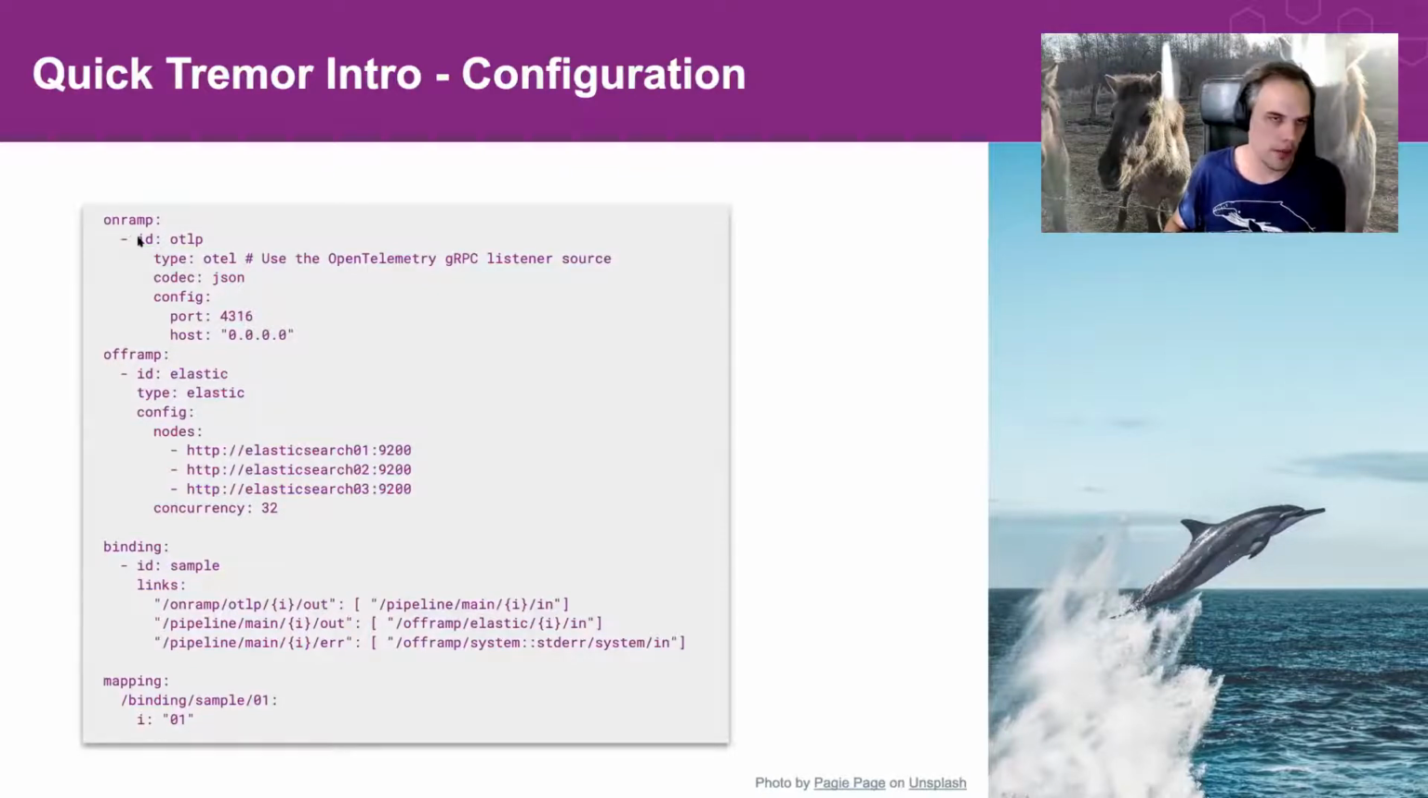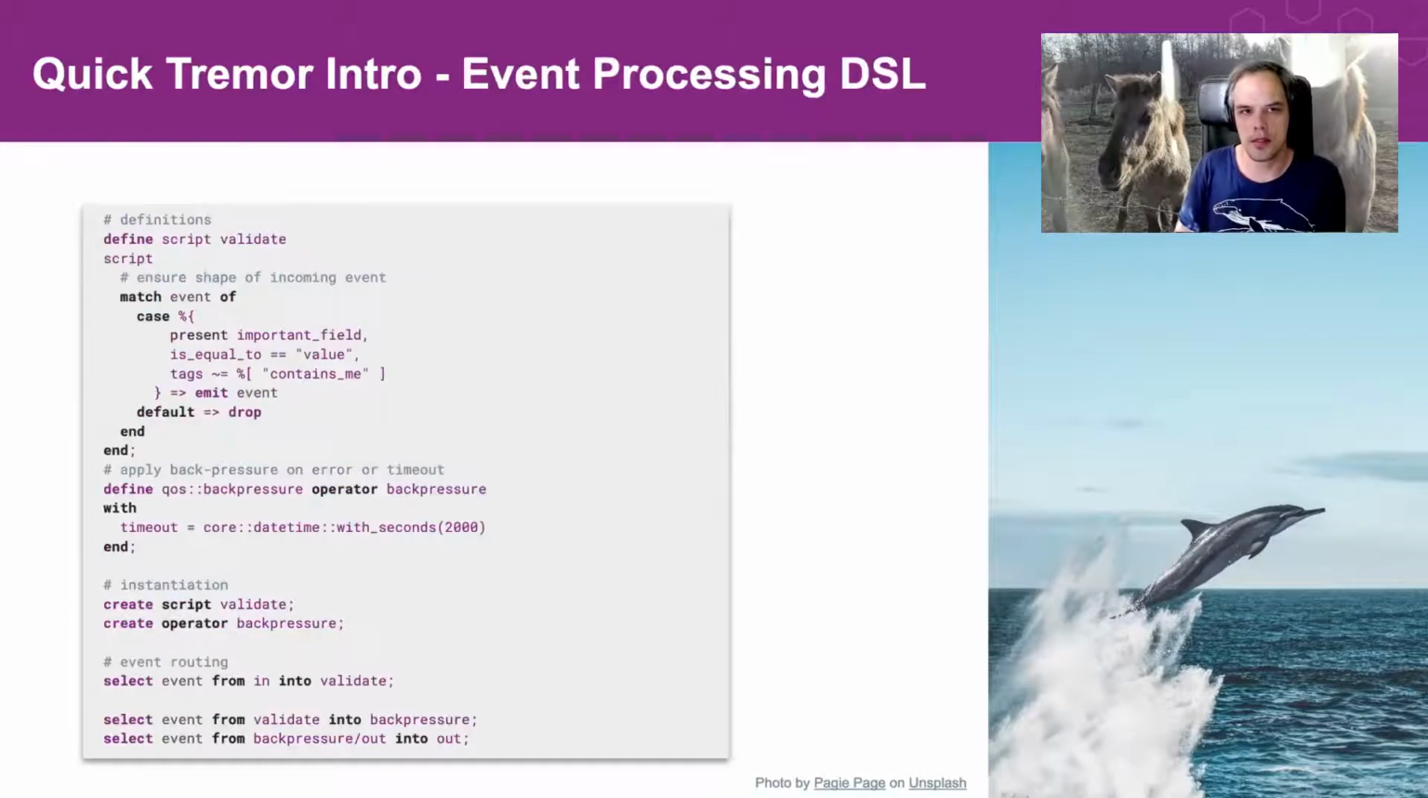Here we have an OpenTelemetry on-ramp. This is the source for events that are injected into the engine, into the runtime, into the pipeline. It listens on port 4316, and it's decoding events as JSON. Then we have an off-ramp that goes to Elasticsearch, and in the binding we put it all together with the pipeline. When we put this on a server, it will run and consume stuff from OpenTelemetry and write it to Elasticsearch.